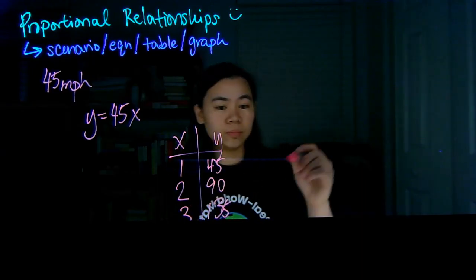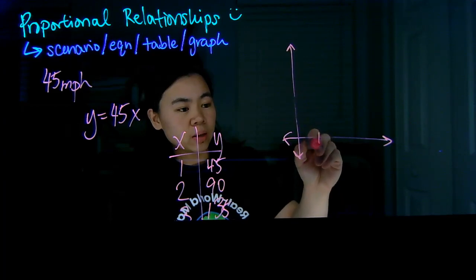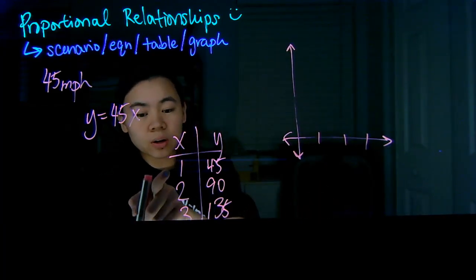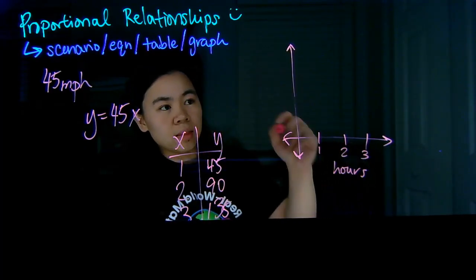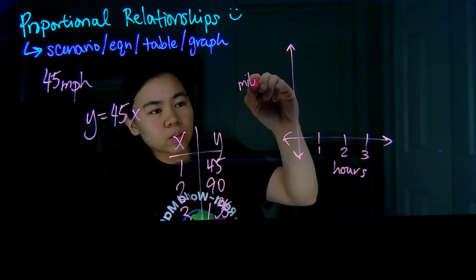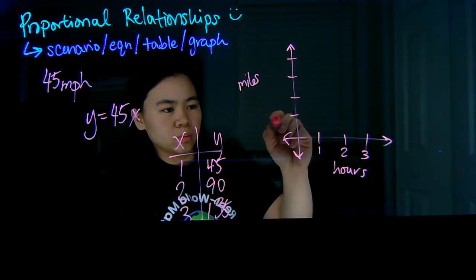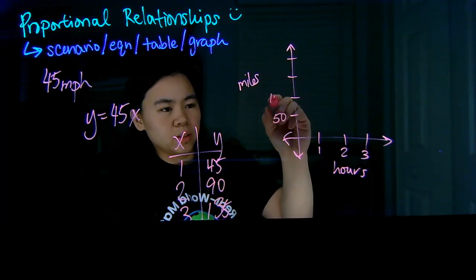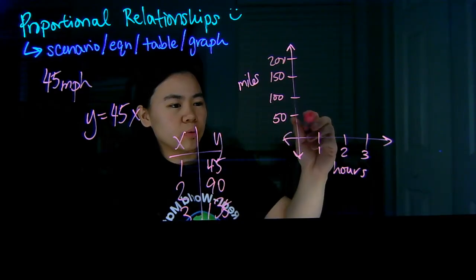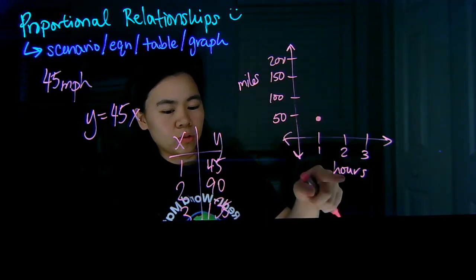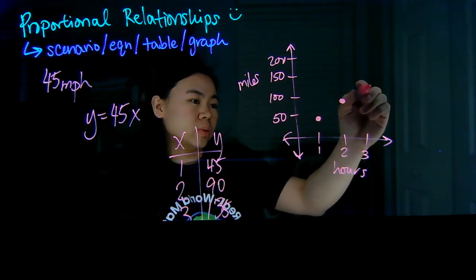To put it on a graph. Okay, so on a graph, the x-axis is the number of hours I'm traveling. So this is hours: 1, 2, 3. And then my y-axis would be the number of miles I'm traveling. Here I'll go by 50s so that we can fit more on here. Okay, so in 1 hour I travel 45. In 2 hours I travel 90. In 3 hours I travel 135, somewhere like right there.